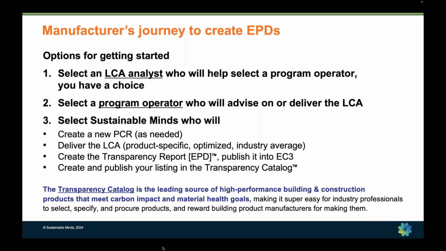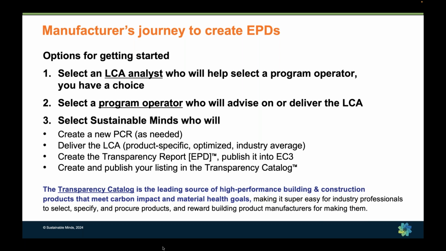You can select Sustainable Minds, who as an end-to-end product transparency solutions provider can create a new PCR if one is needed. We can deliver the LCA, either product specific and optimized, ultimately an optimized LCA to get published in an optimized EPD, or an industry average LCA to get published in an industry average EPD. We then create the transparency report, which is published online. We publish it into the EC3 tool, and we publish it as a PDF.